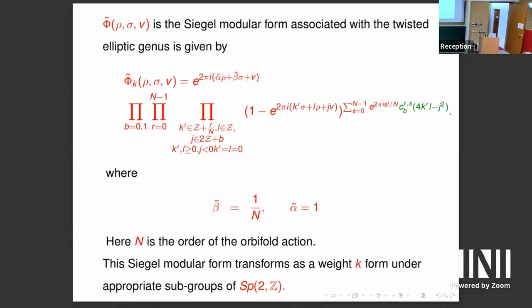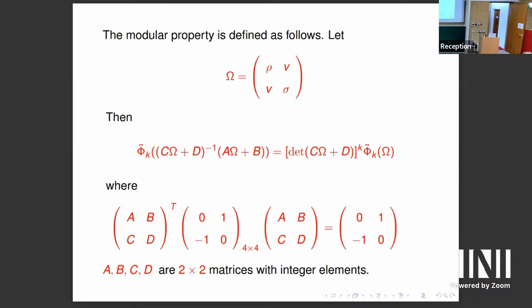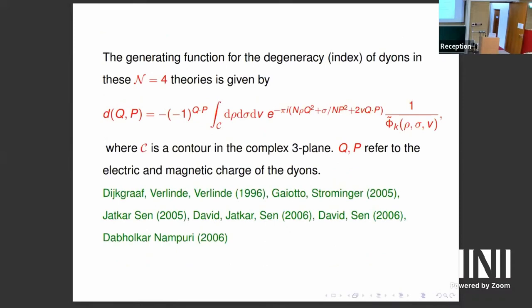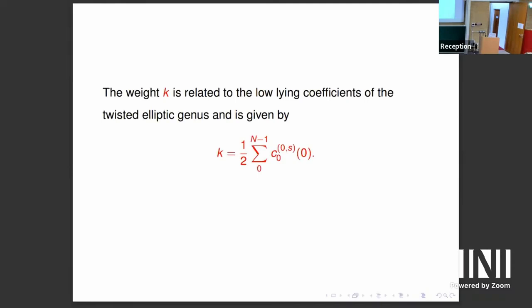They have particular transformation properties. It's not that crucial for our discussion, but it is important. It is a generalization of the eta function transformation properties, a generalization of the SL2. You can see that it's C tau plus D inverse, A tau plus B, like A tau plus B divided by C tau plus D. So it's a generalization of that transformation. Under that, it transforms with a particular weight. So that's why I've been calling this weight K. And it transforms with a particular weight under this transformation, Sp(2,Z). And this weight K is actually half of the H11 of the K3, so it's related to the topological data of the K3.